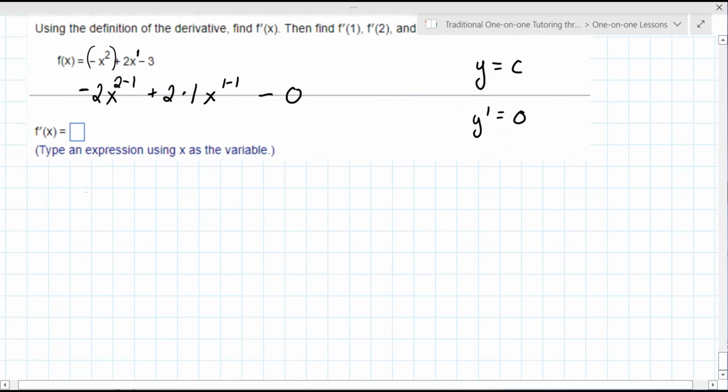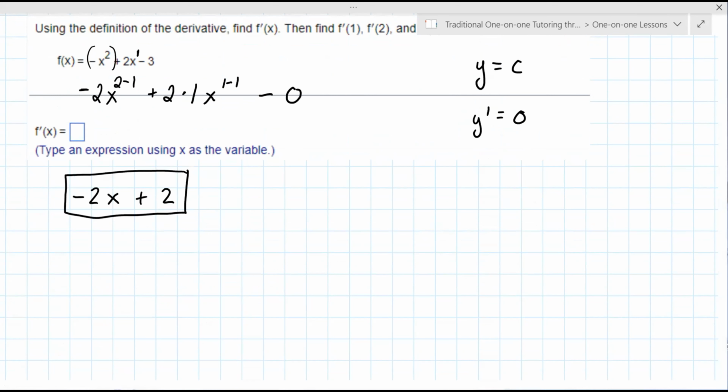So to simplify this, it's minus 2x plus 2. And that's your answer to part A, or the first part of this. The next part, actually not that difficult at all. You're just evaluating the derivative. You're just taking the value of x that they give you.